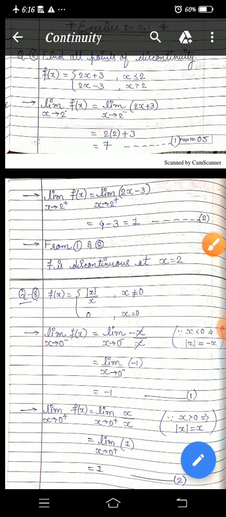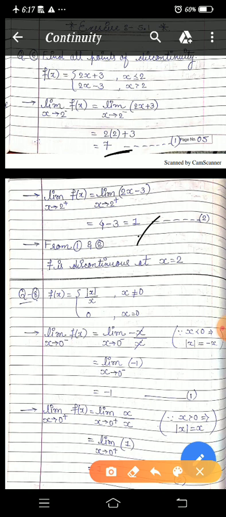So again, from equation 1 and 2, we can clearly see that in equation 1, value of function was 7, in equation 2 it was 1, so these both values are not equal, so we can say that f is discontinuous at point x equals to 2.